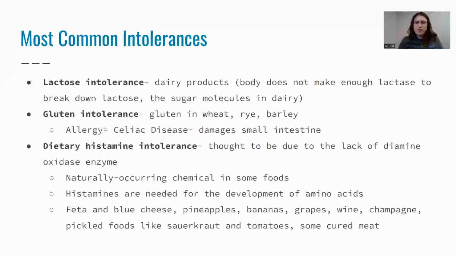Histamines are present in many foods, including different kinds of cheeses, especially feta and blue, grapes, bananas, and because of grapes, wine and champagne, pineapples, and most pickled foods like tomatoes or sauerkraut, also including some cured meats. Some foods do contain higher amounts of histamine, and some contain less. Same with lactose actually. Some cheeses and dairy products contain more lactose and some contain less.